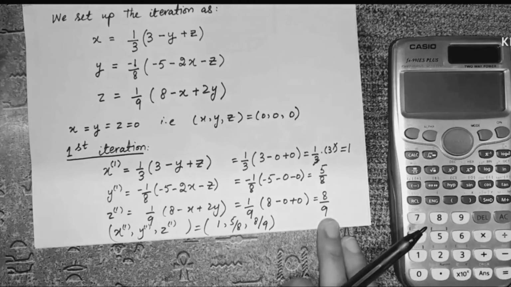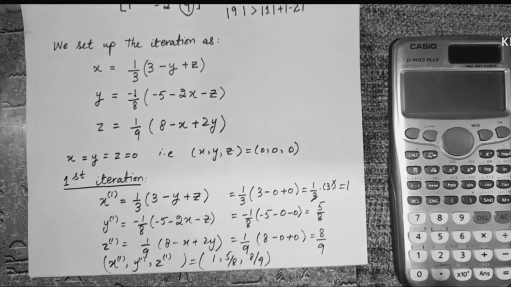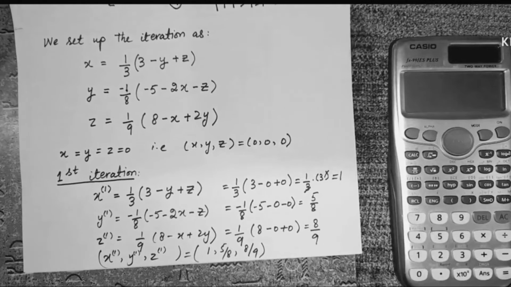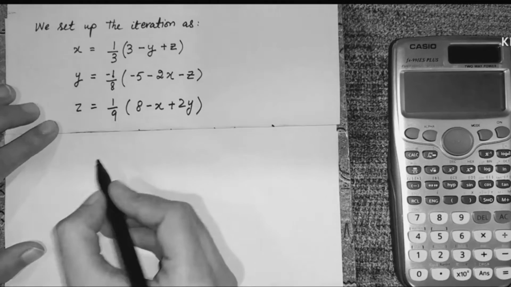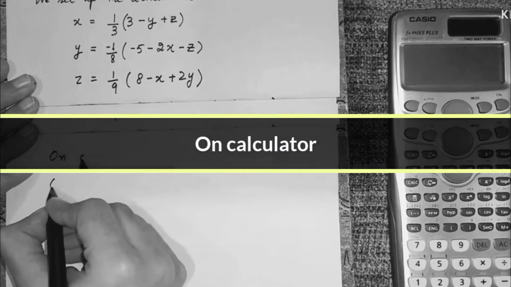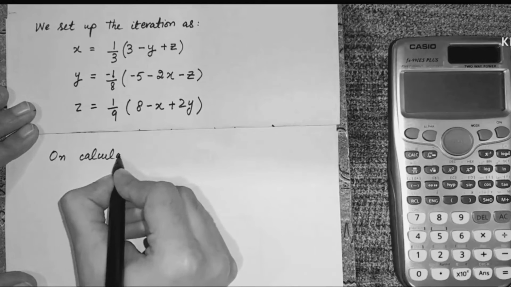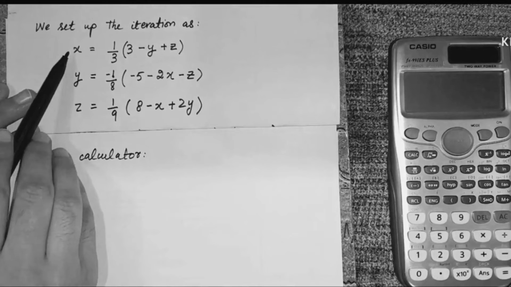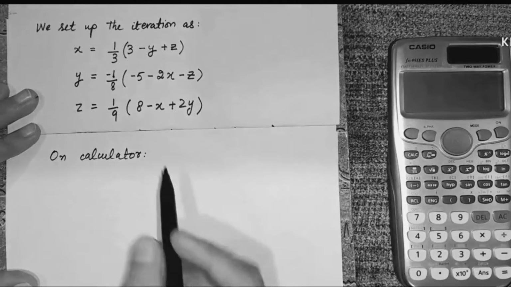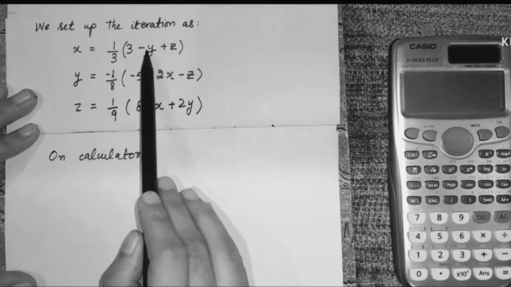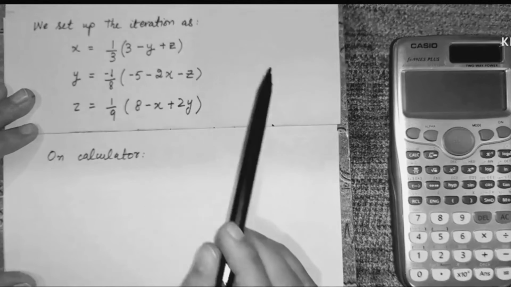Now I'll show you how to solve it using a calculator, because as you can see, if we do this procedure by hand it will take a lot of time. Now I'm going to show what we will write on the calculator. We have three variables to calculate, x, y and z, and we put in the values of x, y and z, like the initial guess.